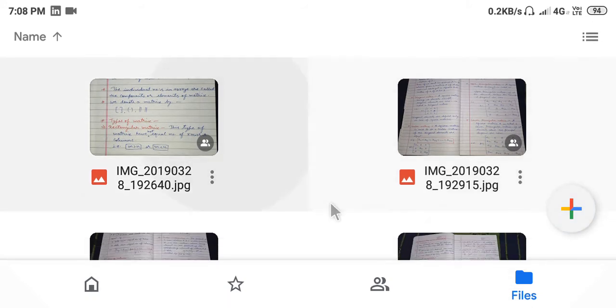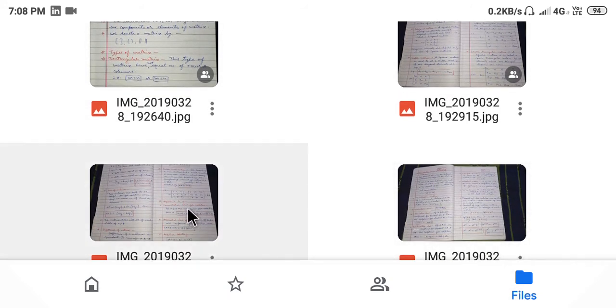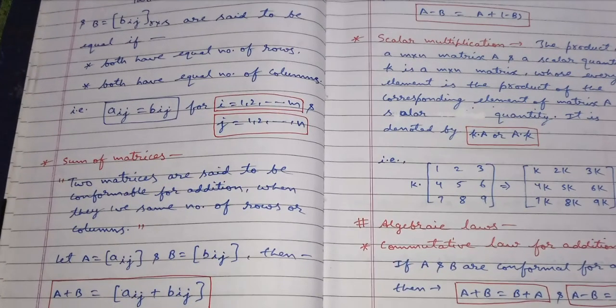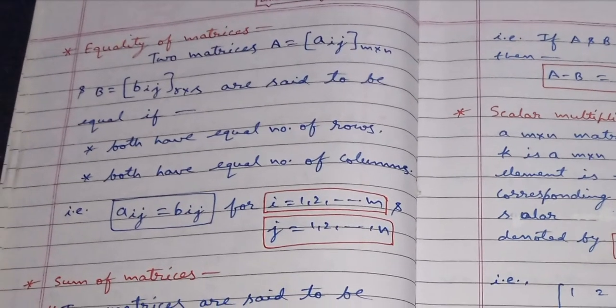So just now we should look upon some other things. So this is the third page. Now from here we will look upon the equality of matrices. Till now we have studied the types of matrices, what the elements are and what the types are, like scalar, diagonal, upper triangular, lower triangular.